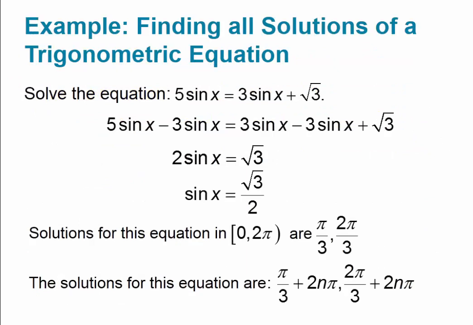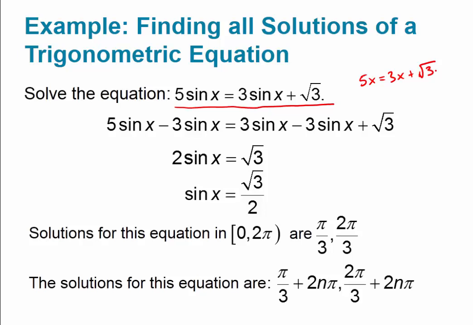So let's take a look at an example where we have just a single trig function involved in our equation. A single trig function doesn't mean we just have one of these trig functions in there. It means we just have one type, and it's linear, meaning we don't have any squares on it. So here we go. Our first example: 5 sine of x equals 3 sine of x plus the square root of 3. This is really similar to solving a problem like 5x equals 3x plus the square root of 3.